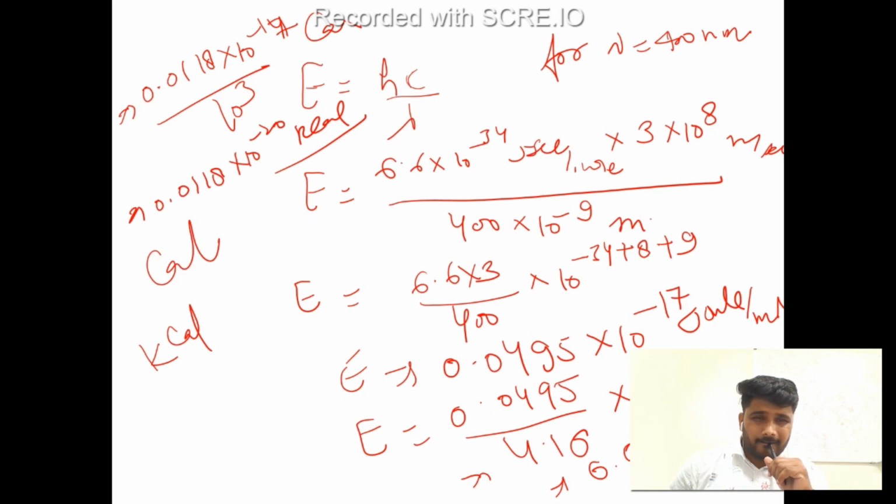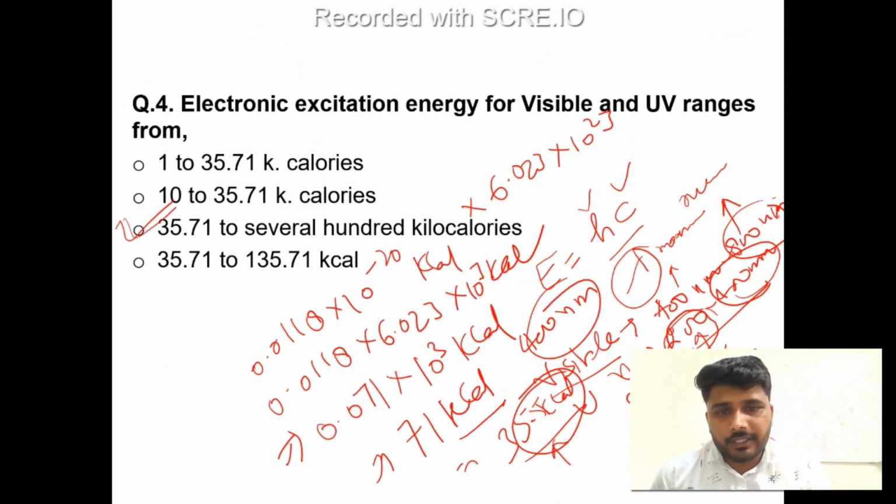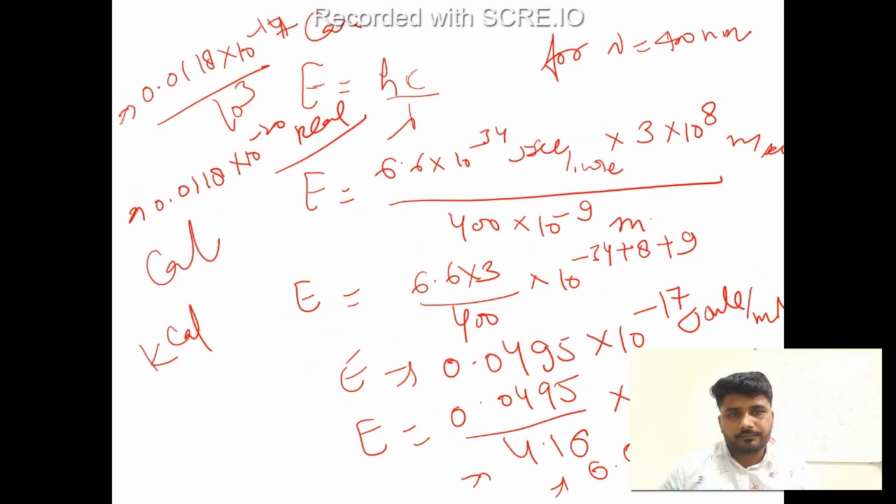No, no, no, I got the answer only in joule per mole. Yes, joule second. Meter and meter cancel out. Okay, and second will also cancel out by meter per second, this velocity value.